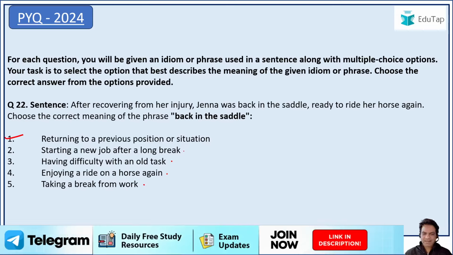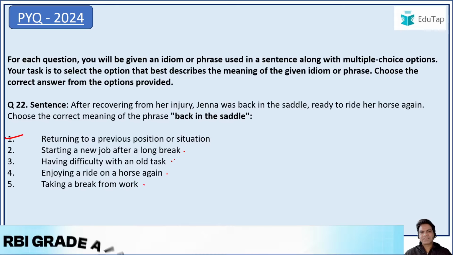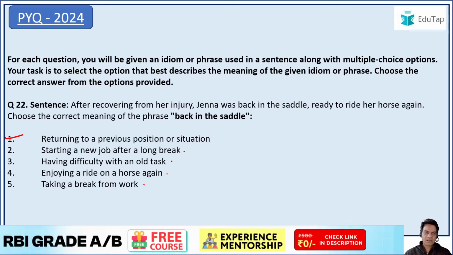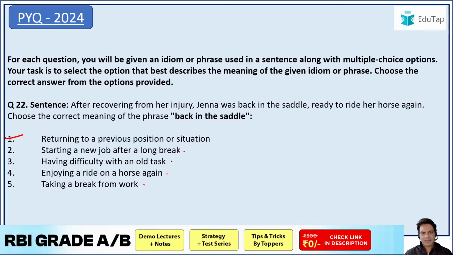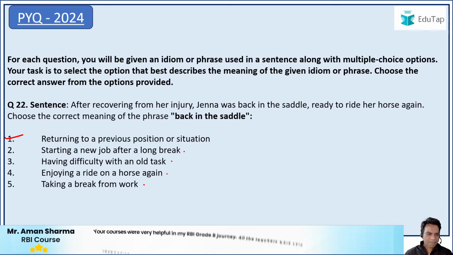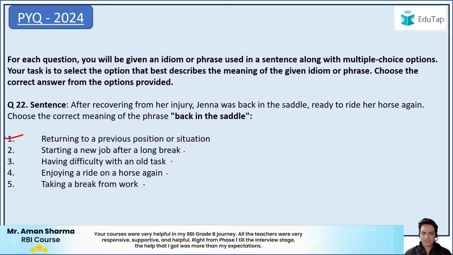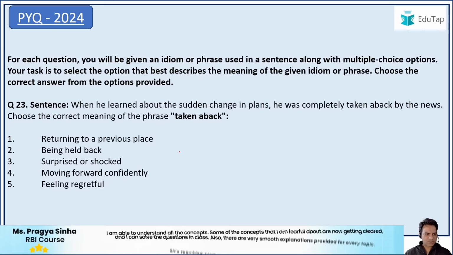So to be back in the saddle means to be back in the driver's seat, to resume something that you were doing and get back on the horse, or to get back in the saddle. To get back in the saddle means to start again, to start working again. So returning to a previous position or a situation is called to be back in the saddle. All right, guys, next question.